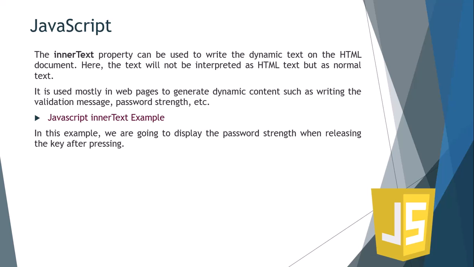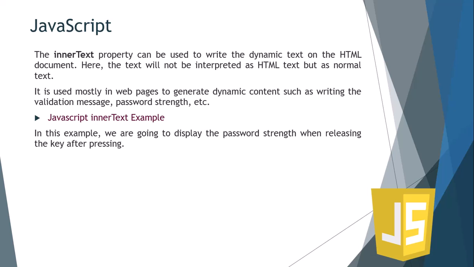The inner text property can be used to write dynamic text on the HTML document. Here the text will not be interpreted as HTML, but as normal text. It is used mostly in web pages to generate dynamic content such as writing the validation message, password strength, etc.